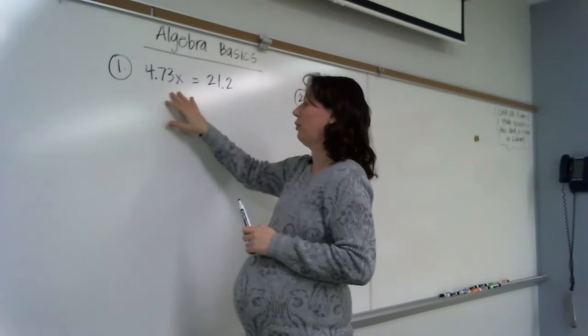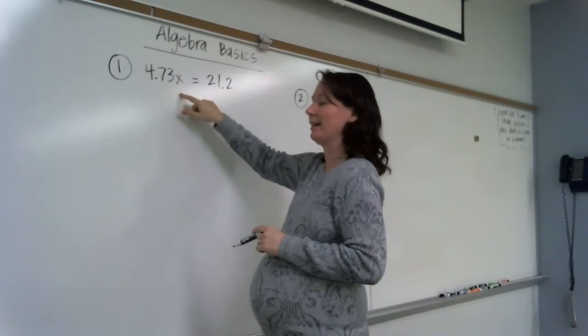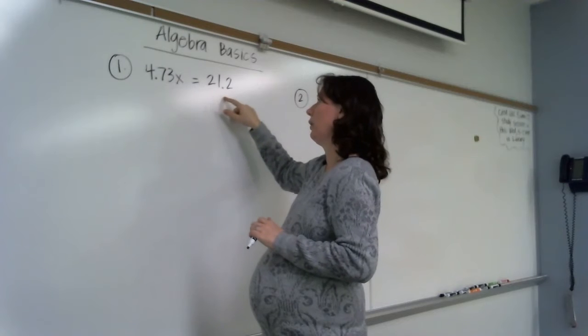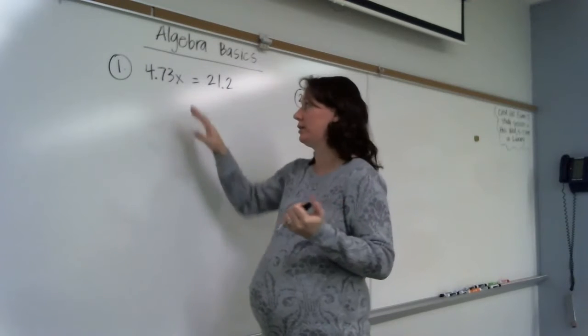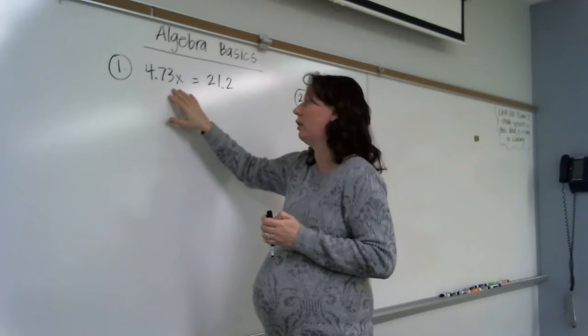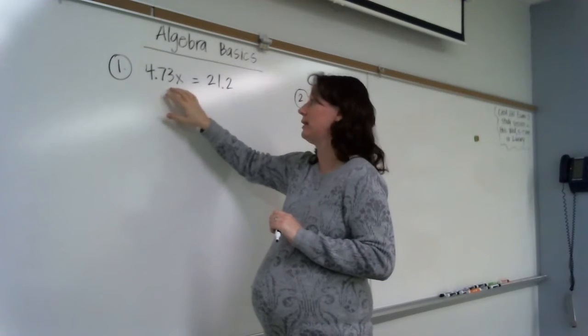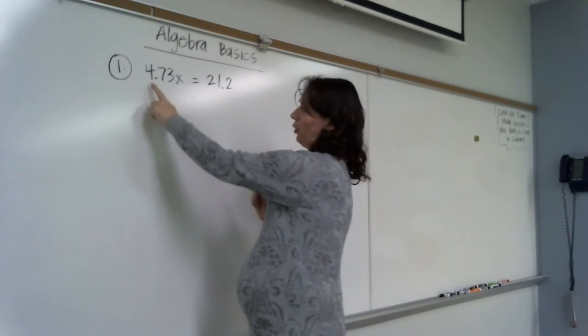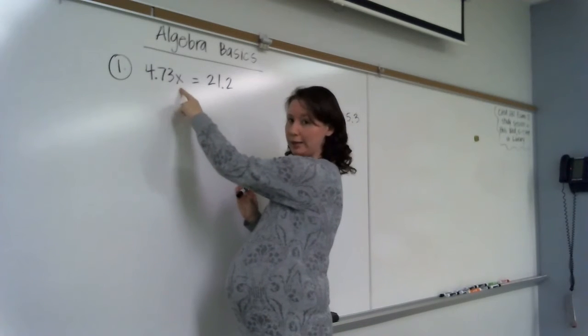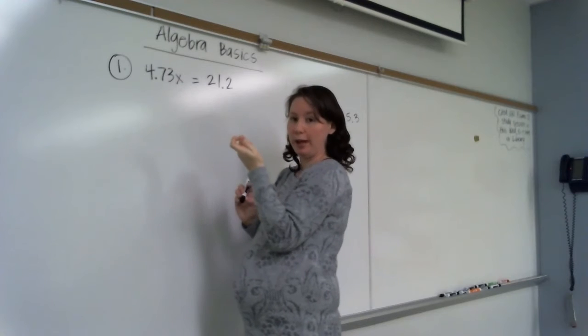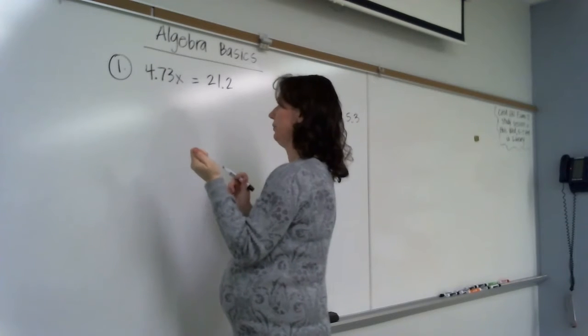So in this first problem, we have 4.73x equals 21.2. The goal here is to get x by itself, right? So we can solve for x. That's how you would solve for x, is to get it by itself. So right here, 4.73 is being multiplied by x. So what's the opposite of multiplication? The opposite of multiplication is division, right?